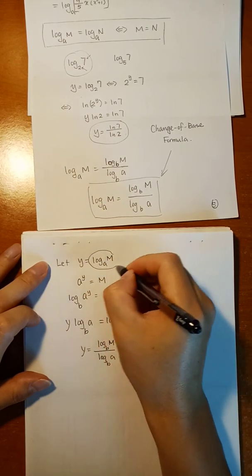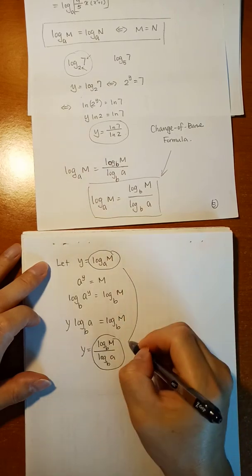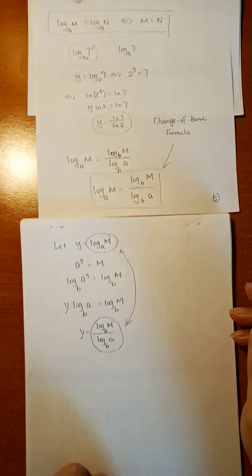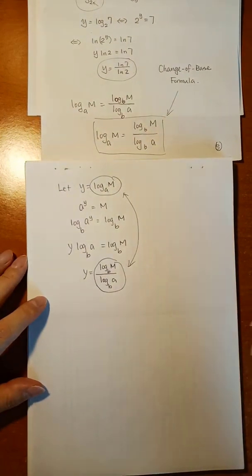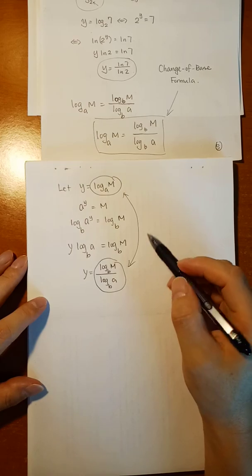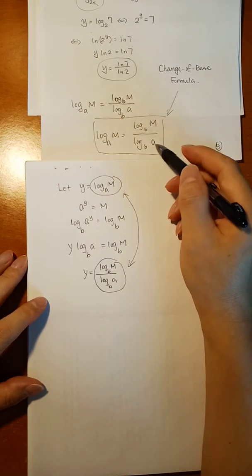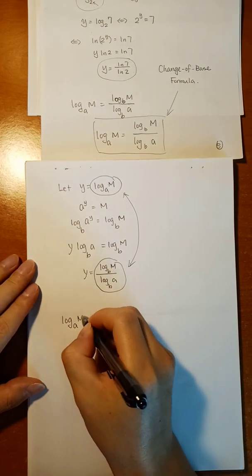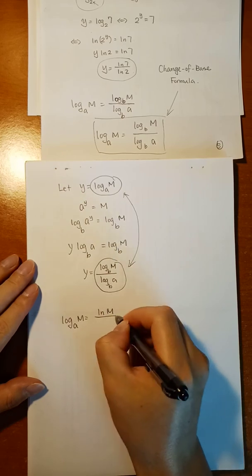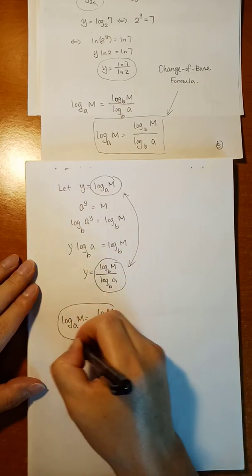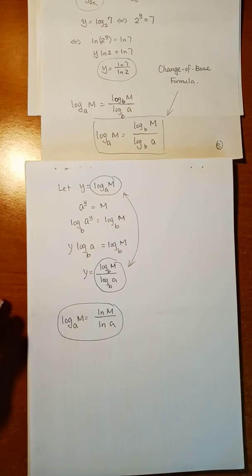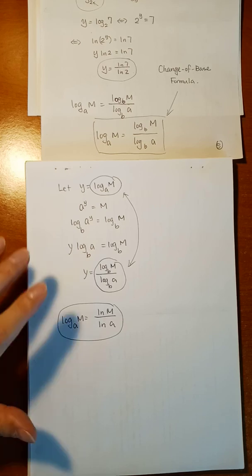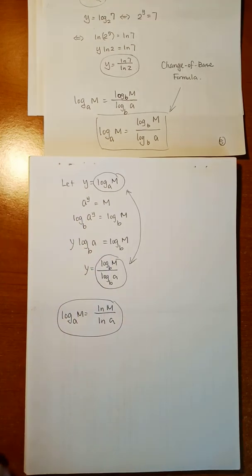See? They are equal to each other. So this is the proof. The change of base formula can be applied for whatever base you want. But in practice, we prefer you choose the natural log as a base. You choose e as the base of natural log. So this is a commonly used formula. It's a special case of the change of base formula.